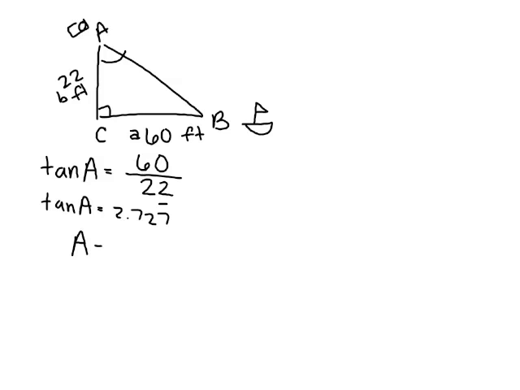Angle A equals 69.86 degrees. So about a 70-degree angle is how he needs to aim his camera. Let's figure out how far away from his boat the camera actually is. So that's our side C. We'll call this a 70-degree angle.